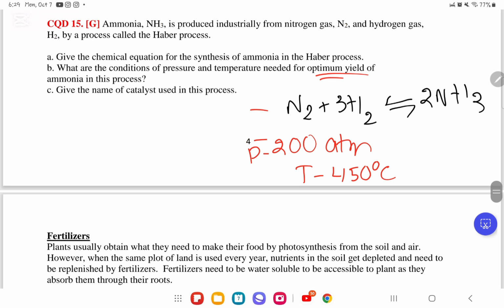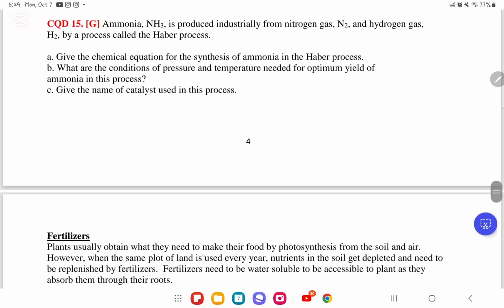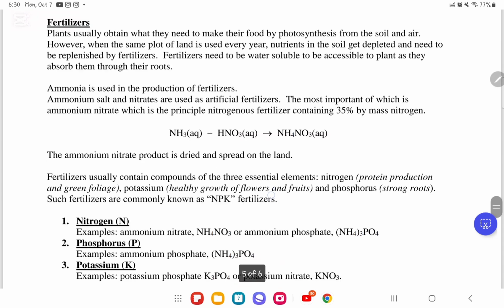Now, give the name of the catalyst used in this process. We said finely shredded or cut iron. So in the Haber process, these are our answers depending on the book. I don't know if they're different in the answers. If they are different in the answers, let me just check. Yes, they're different, but they are pretty much the same. Only in the answers, they're not very specific. Okay, however, we need to be very specific and follow what is written in the book.